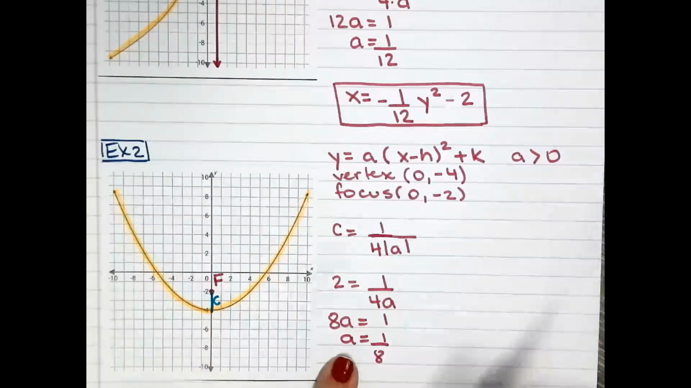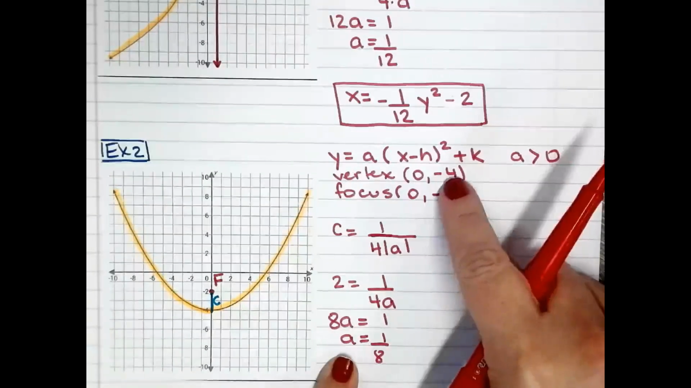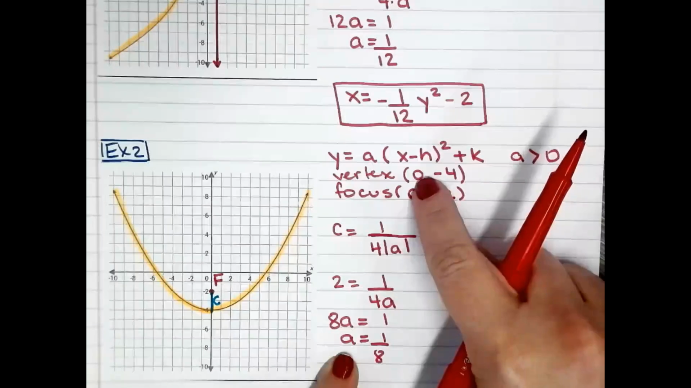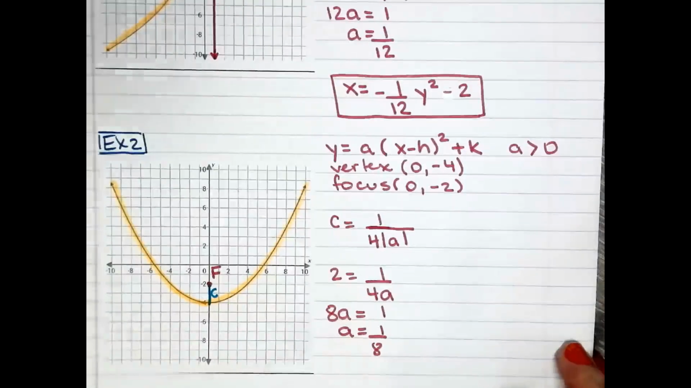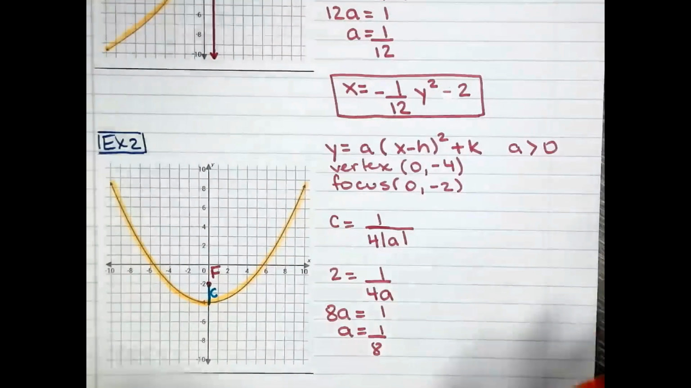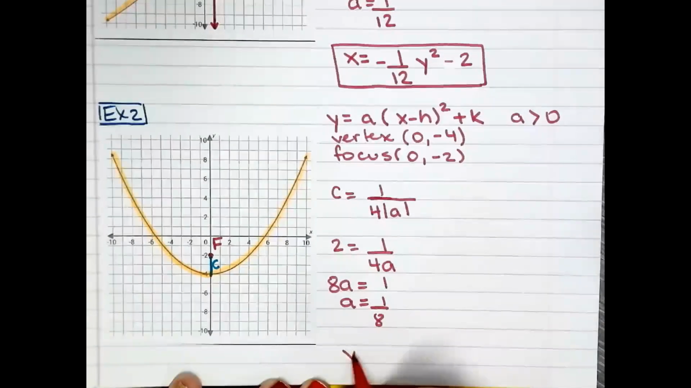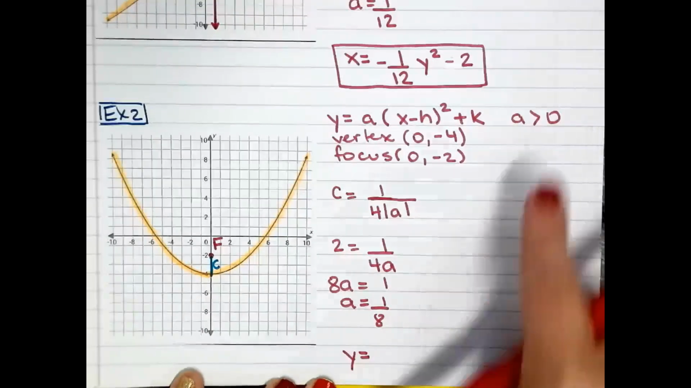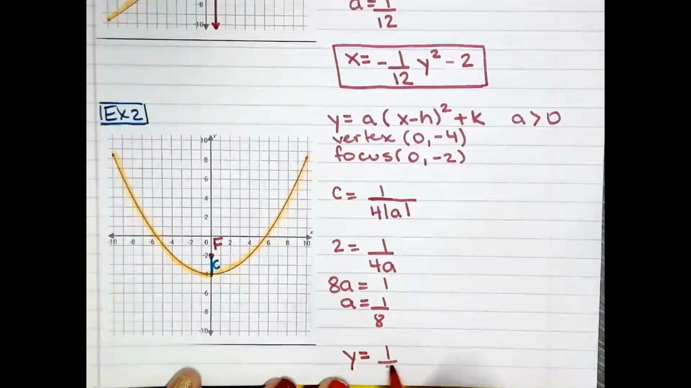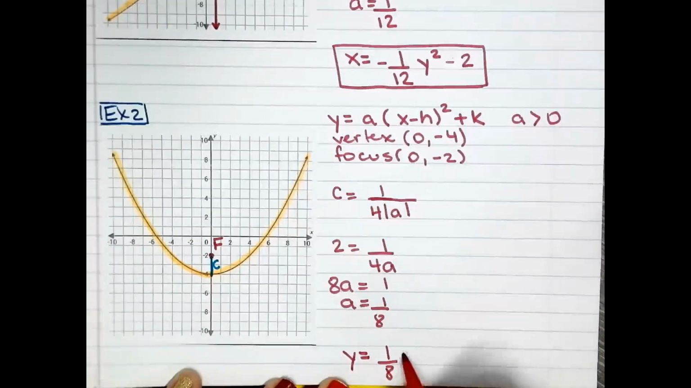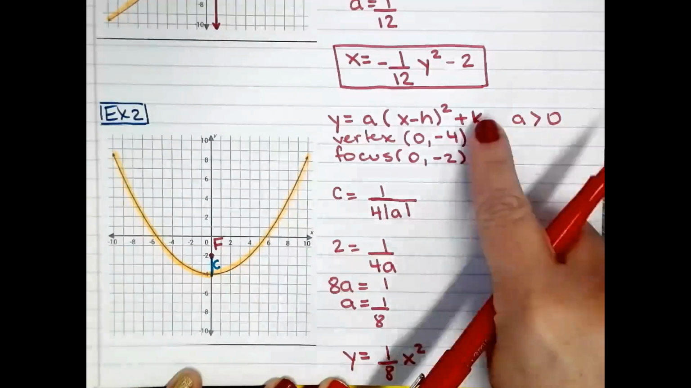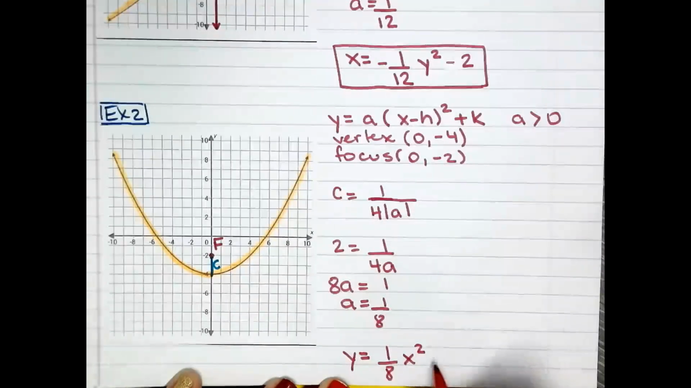Okay, I have a, h, and k. Remember the vertex is h and k right there. Now we have everything we need to write our equation. So y equals, a is positive, so 1 over 8. h is 0, so just x squared, plus k, so minus 4.